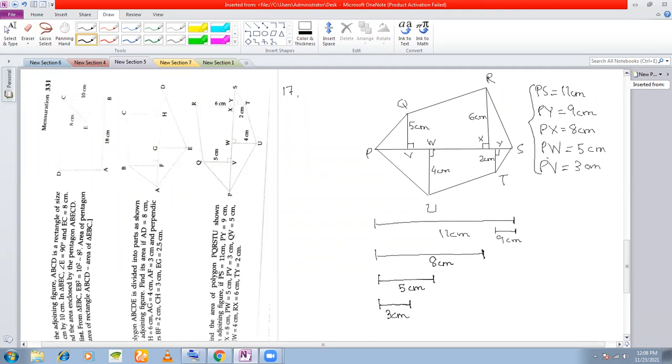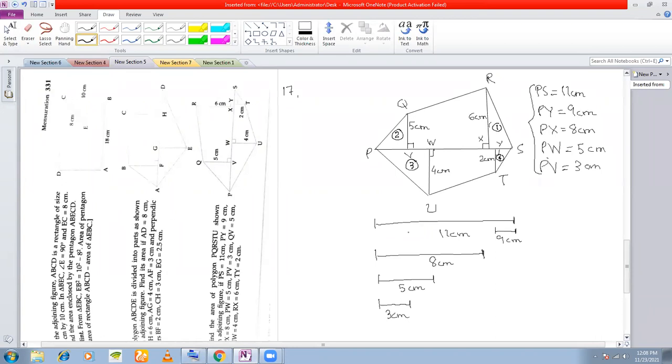Now the question is, what are the measurements that we require? Consider the 4 triangles first. Let's mark it this way. Let's call this triangle number 1. This is triangle number 1. Let's call this triangle number 2, triangle number 3, and triangle number 4.